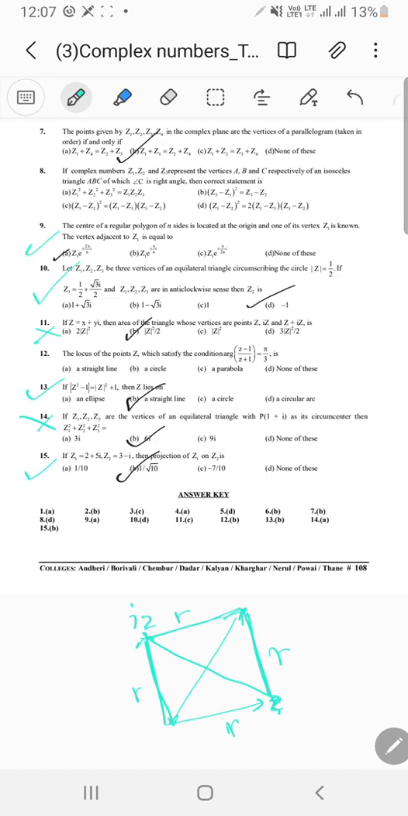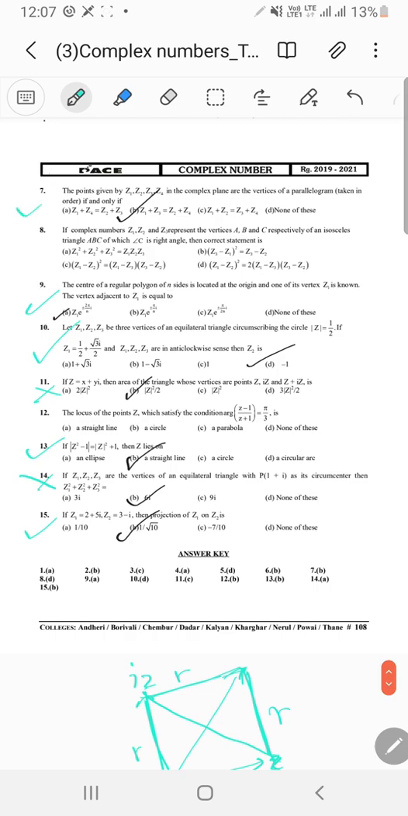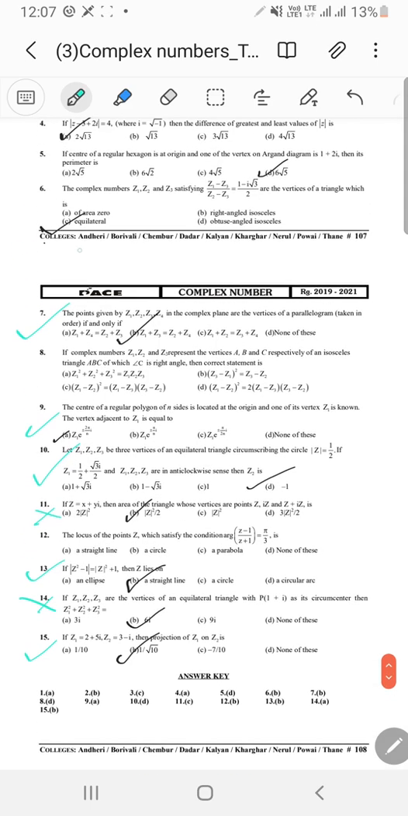9th A. 8th D. Whatever. 7th B. 6th B. What? Right angle isosceles? What?